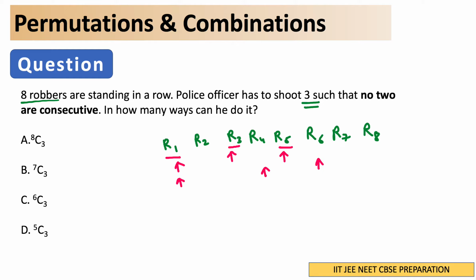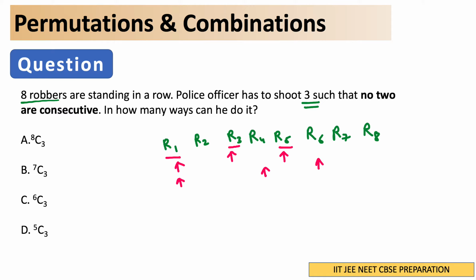Now how do we do this? First of all, let us understand that these robbers are standing in a line. They are already standing in a row, so we don't need to arrange them, because that is already fixed. Now what do we need to do? We need to find 3 people such that they are not consecutive, and we have to shoot them. So what we will do is convert this into a binary equivalent.